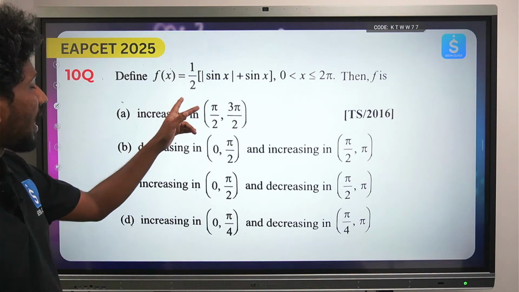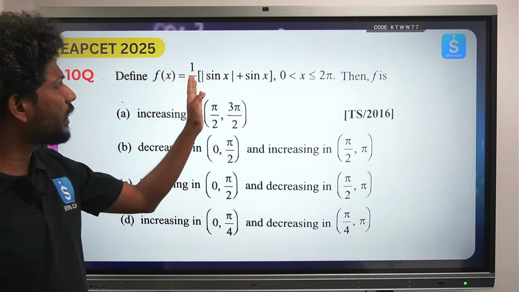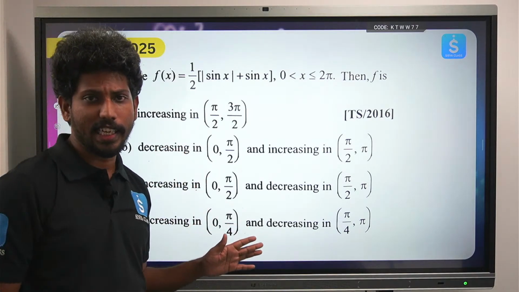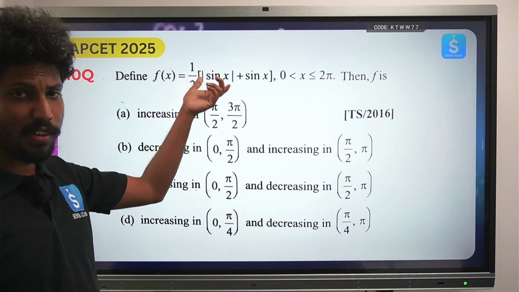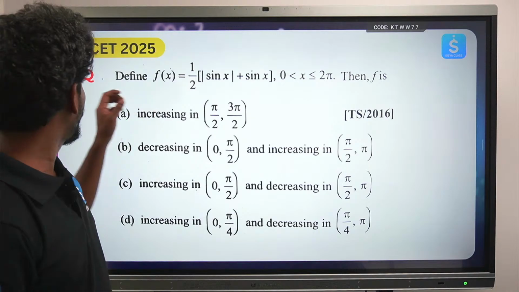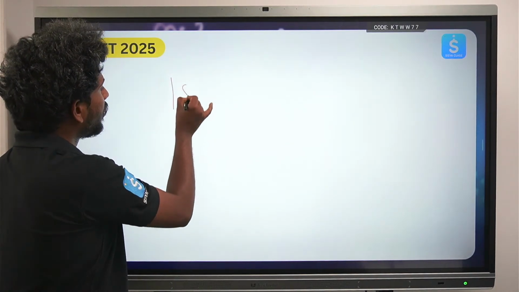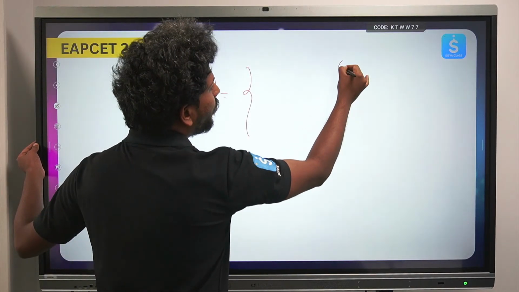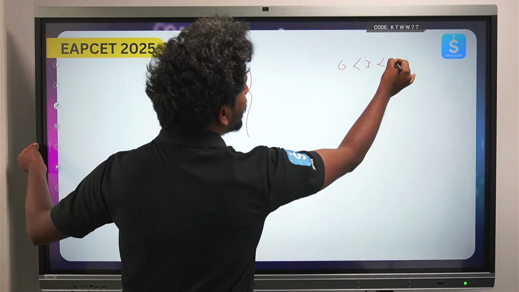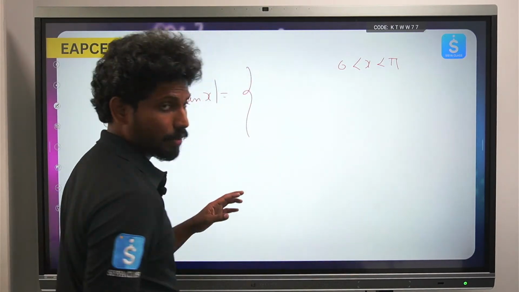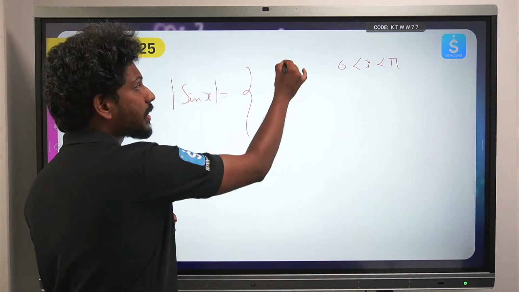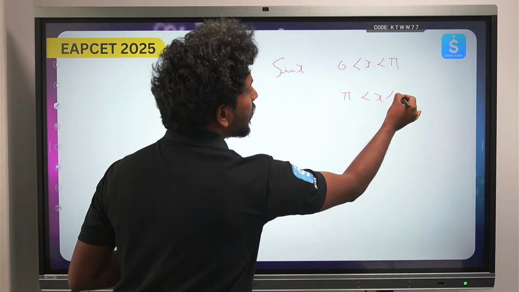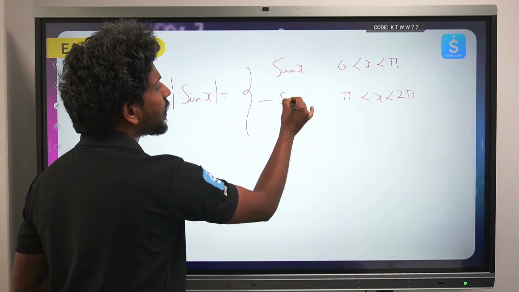So I would like to go for the last question. Here, look: 1/2 mod sin x plus sin x, then f is, he's asking, increasing, decreasing, increasing, decreasing. Now let's try to completely analyze this function. Mod sin x, okay, if you see mod sin x, what kind of function does it become? So for the values of x from 0 less than x less than pi, all the sine values are positive. Okay, so this is plus sin x. From pi less than x less than 2 pi, these values are minus sin x.